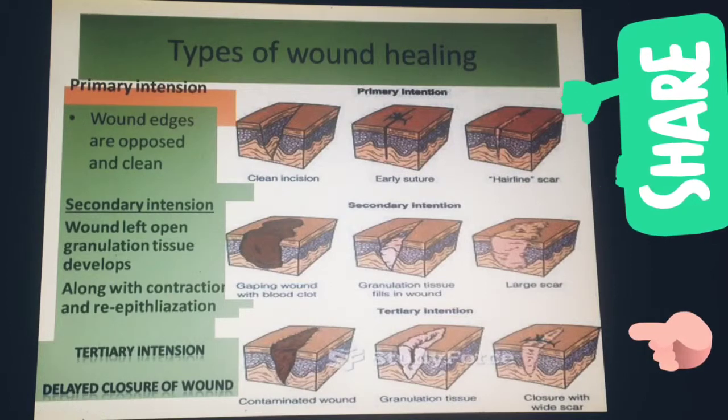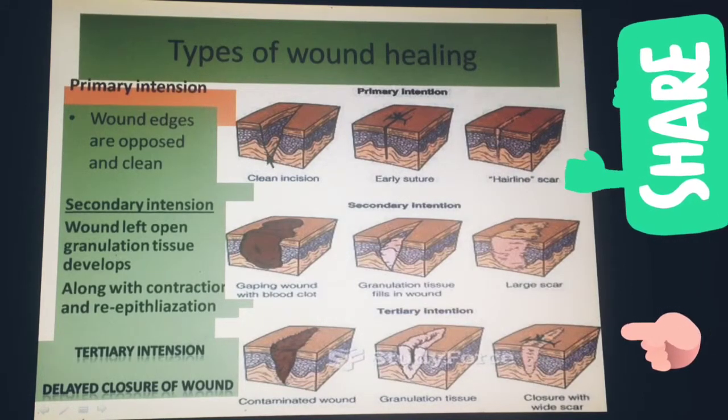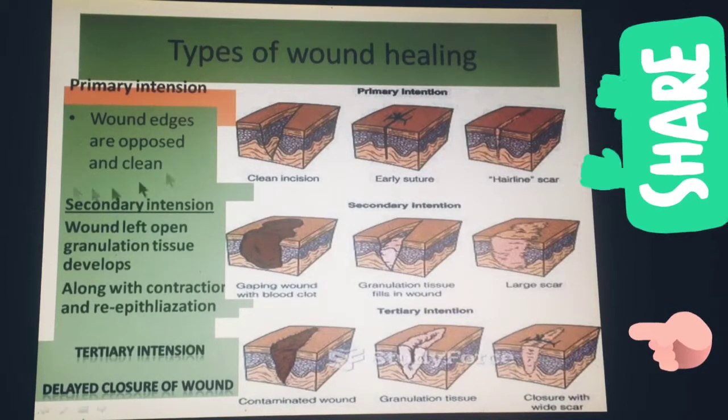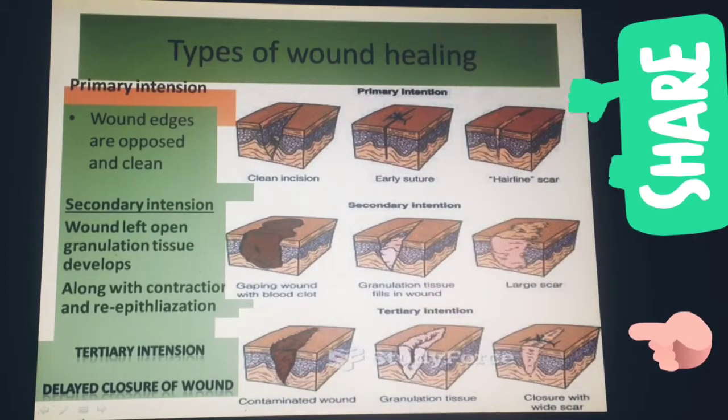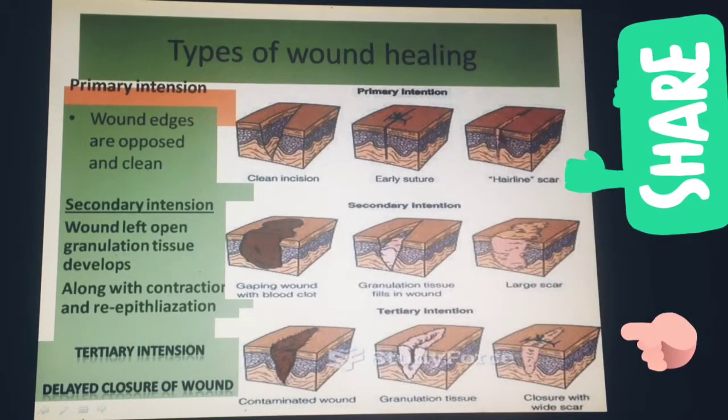Now the types of wound healing. The wound healing is done by three intentions: the primary, secondary, and the tertiary intention. In the primary intention, a wound heals if you have an incised wound and its edges are opposed to one another and there is normal tissue in between them. When these edges are brought together, they can easily heal, and such a wound is a clean wound or a tidy wound. It leaves a small amount of scar or no scar at all.